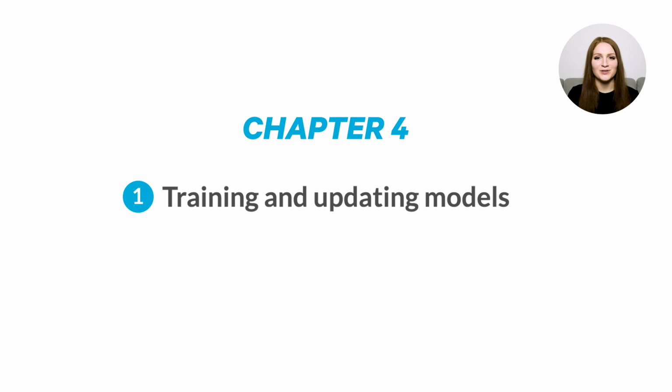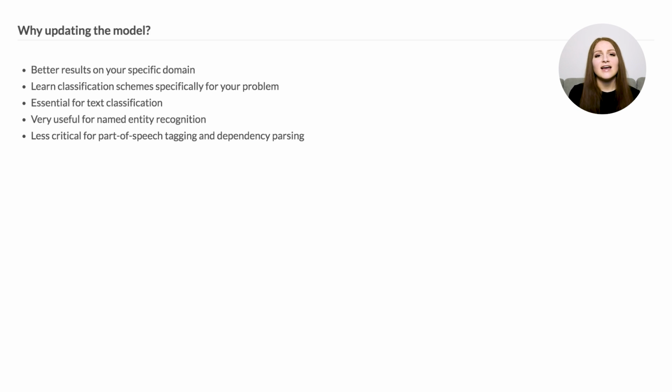Welcome to the final chapter, which is about one of the most exciting aspects of modern NLP, training your own models. In this lesson, you'll learn about training and updating spaCy's neural network models and the data you need for it, focusing specifically on the named entity recognizer. Before we get started with explaining how, it's worth taking a second to ask ourselves, why would we want to update the model with our own examples? Why can't we just rely on pre-trained models?